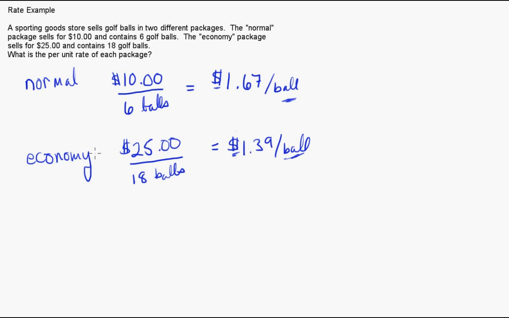Now it's pretty clear which package you should buy. If you're going to use a lot of golf balls, you'd want to buy the economy package, as each ball is a little bit cheaper than the normal package balls.